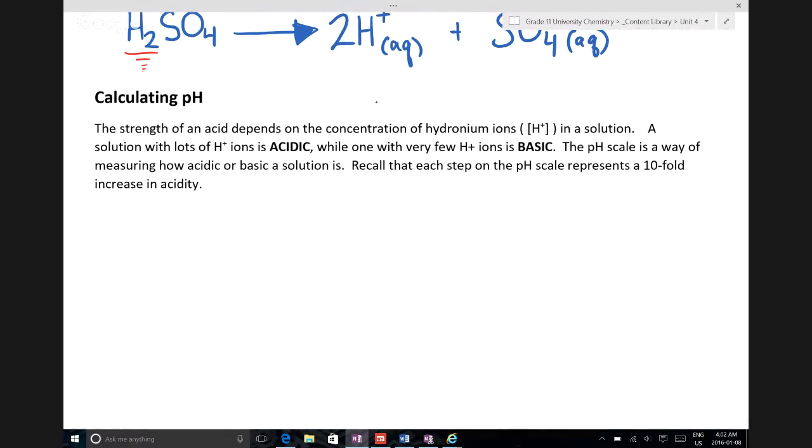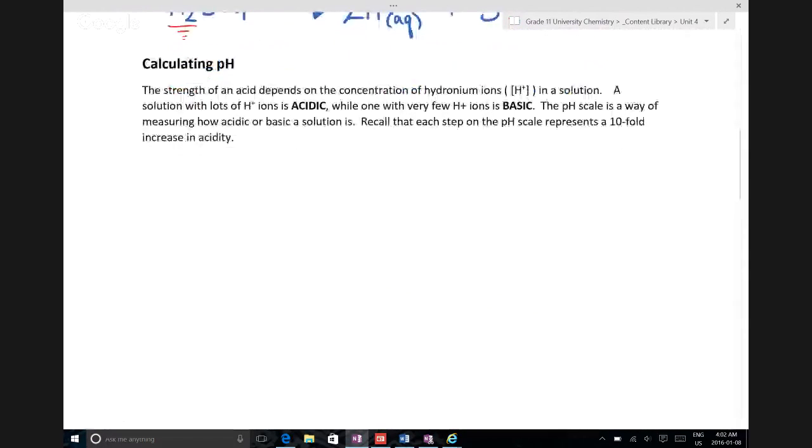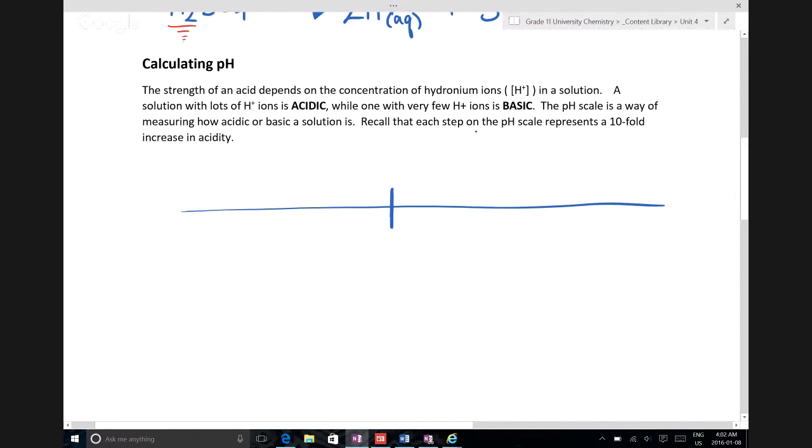The pH scale is a way of measuring how acidic or basic a solution is. And remember that each step represents a 10-fold increase in acidity. So if you remember, neutral water that's not an acid at all has a pH of 7.